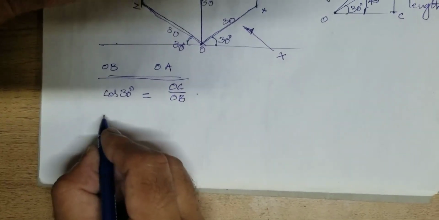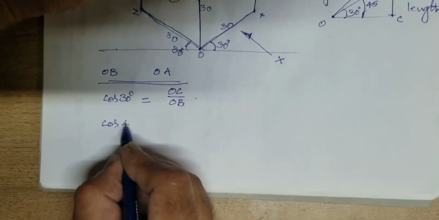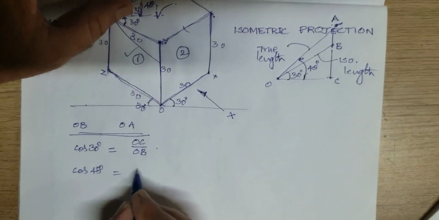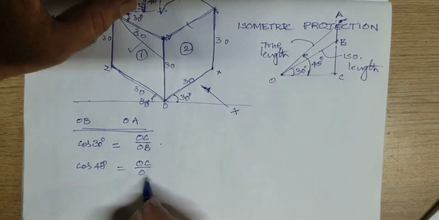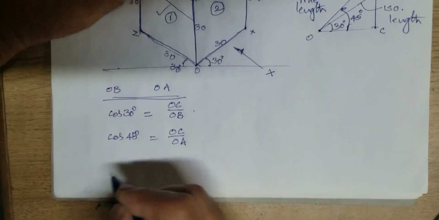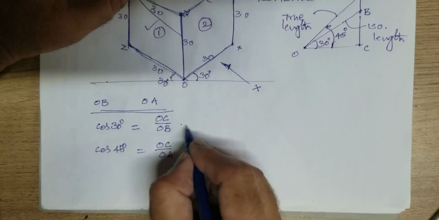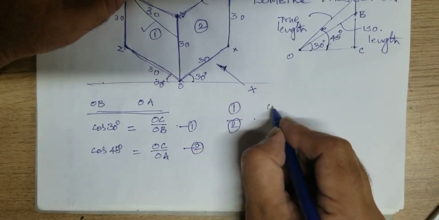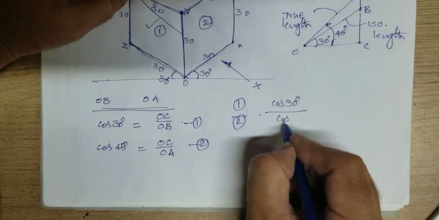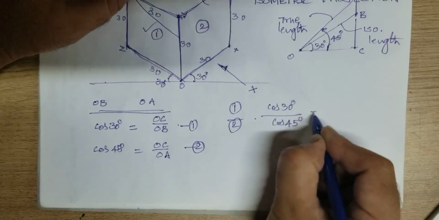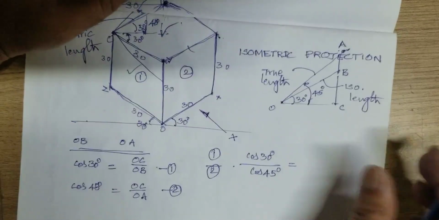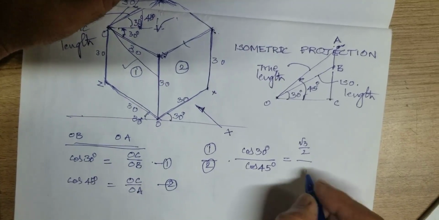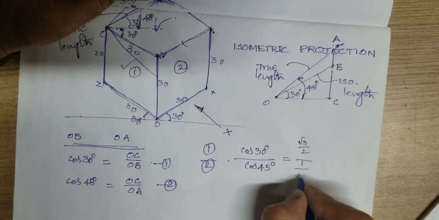Then you can take cos 45 here. What is cos 45 in the bigger triangle OCA? It is OC by OA. Now we do this analysis. Let us say this is the first equation and this is the second equation. You divide 1 by 2, so it is cos 30 by cos 45. What is cos 30? We know it. Cos 30 is equivalent to root 3 by 2, by cos 45. What is cos 45? 1 by root 2.